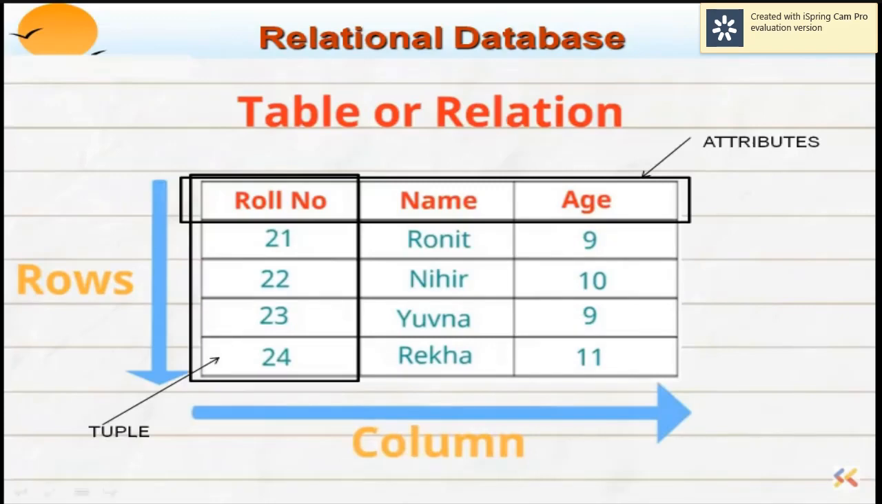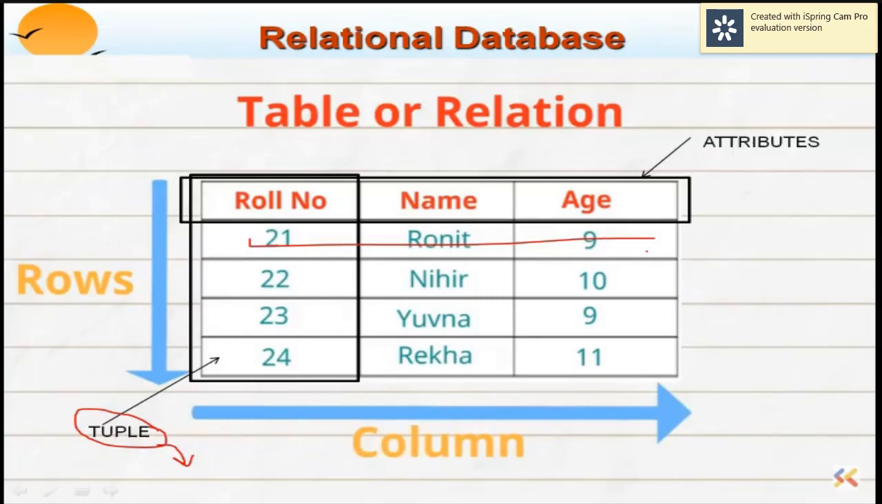So, the rows here, you can see in the table, are called tuples. All the row elements are called tuples. That means a tuple is going to carry the complete record of any entity. Like you see, I have a name Ronit, and the complete record of this Ronit is mentioned in the form of a tuple: roll number 21 and age is 9.